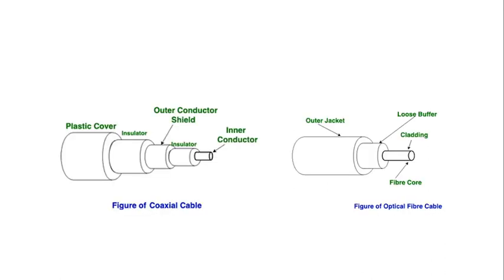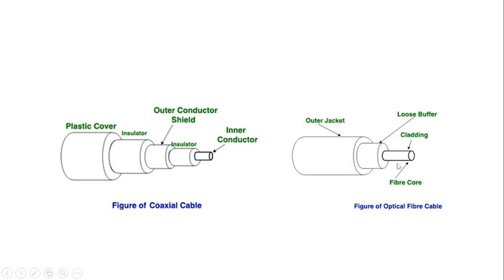So you can see the diagram of coaxial cable. You can see how many different layers of protection are given to the conductor, right? First it is covered by an insulator. Next we have an outer conductor shield. Next there is an insulator, then a plastic cover. This will avoid the noise or the attenuation problem that comes through this guided media.